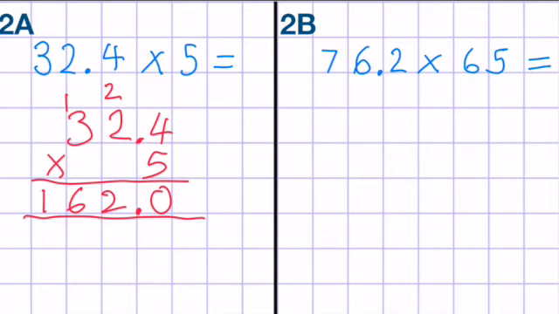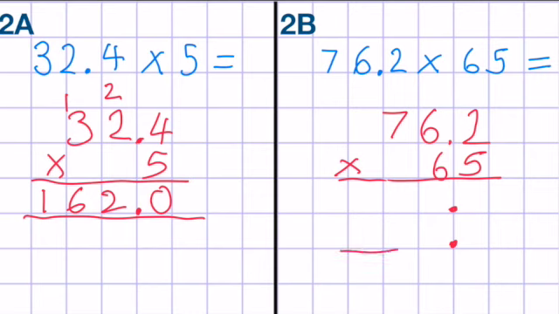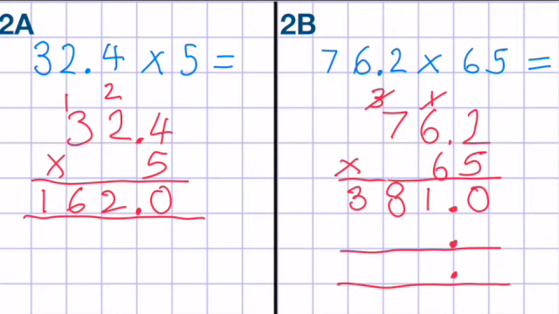Next we have 76.2 times 65. So, again, 1 decimal place. I'm setting it all out with my total and my 2 answer lines. 5 times 2 is 10, 0, 1 there. 5 times 6 is 30 plus 1 is 31. 5 times 7 is 35 plus 3 is 38. Now let's cross out the 1 and the 3 so we don't get confused.